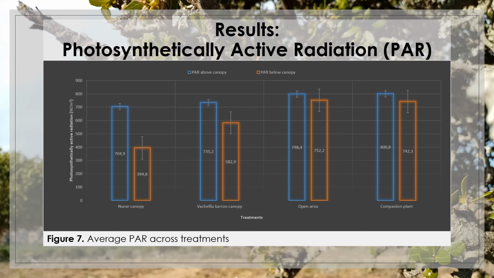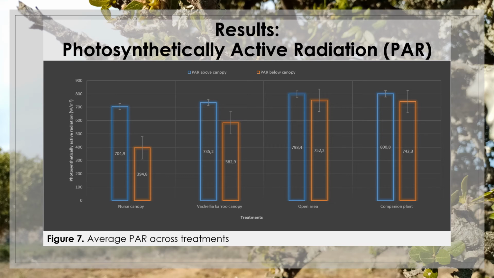Again, this is likely because the dense vegetation and the dense foliage of the nurse plants greatly limited light infiltration below the canopy. And much of the same can be said with regards to the Vachellia canopy, where the light infiltration was limited by the biomass of that canopy. Below canopy, the open area had the highest PAR, most likely because it was exposed to daylight throughout the course of the day.